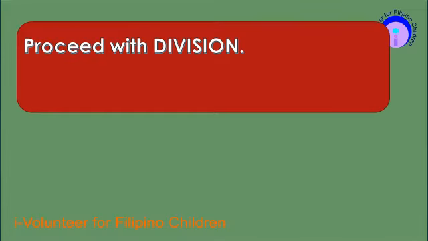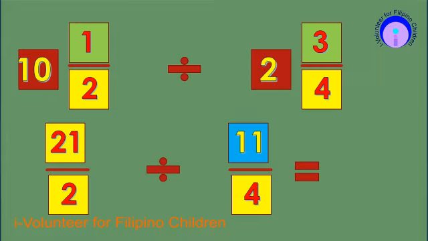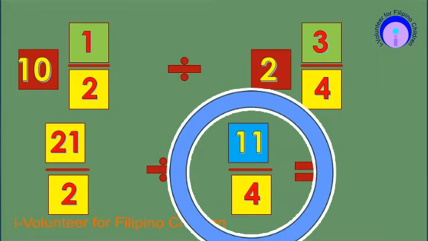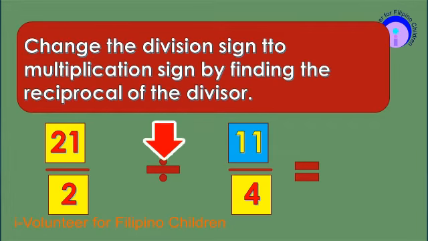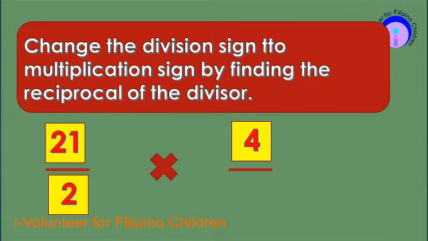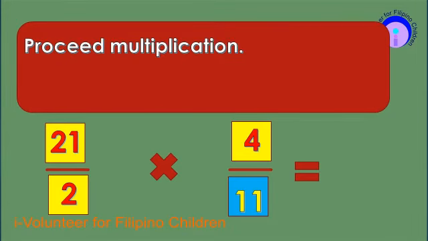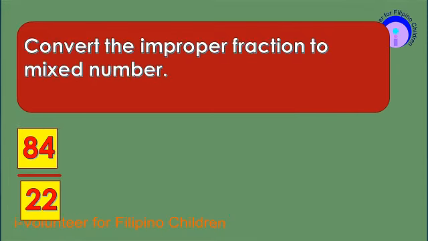When you are dividing a fraction by another fraction, you should always find the reciprocal of that fraction. 11/4 will become 4/11. Change the division sign into multiplication sign. Now, let's proceed with multiplication. 21 times 4 is 84. 2 times 11 is equal to 22.